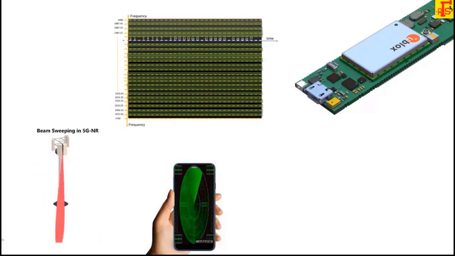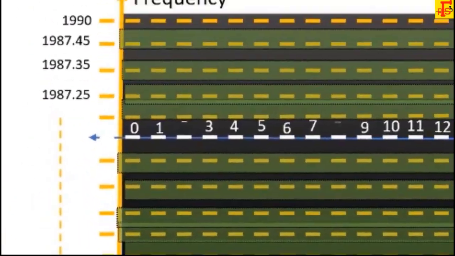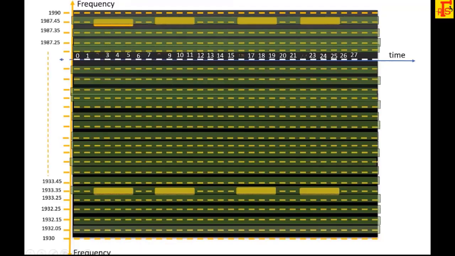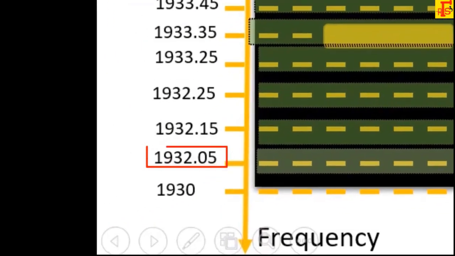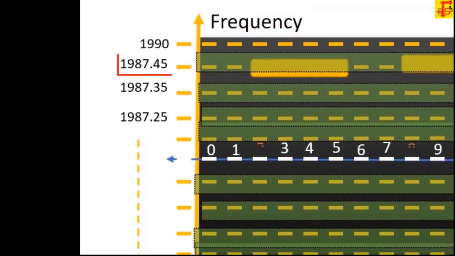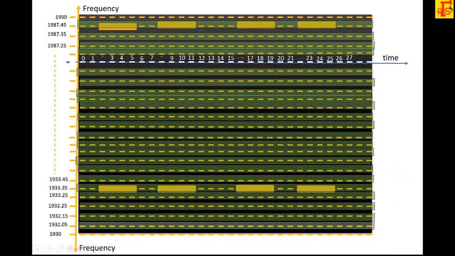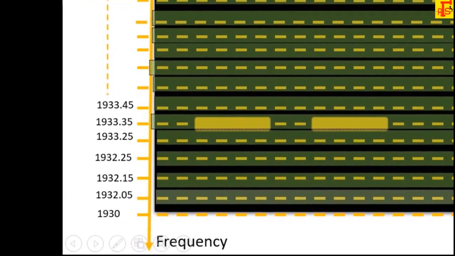For band N2, the frequency range is 1930 to 1990 MHz and the SSREF location will start from 1932.05 to 1987.45 for band N2. You can see the first scan SSREF location is 1932.05, the second scan SSREF location is 1932.15, the third scan SSREF location is 1932.25, the fourth scan SSREF location is 1933.25, like that.